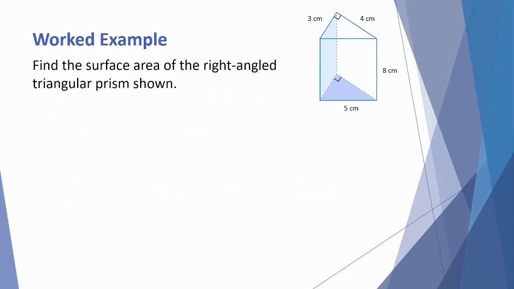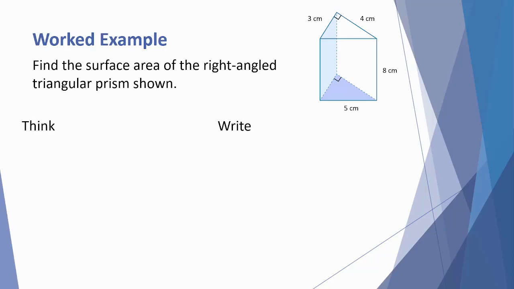So here we have our first example. I'm going to use that triangular prism again. Now I have a 3, 4, 5 triangle. That's a right angle triangle that has one side with 3, one side with 4, and the hypotenuse is 5. And the height of this prism is 8 centimeters. So we need to find the surface area. On the left hand side, I'm going to do my thinking, and on the right hand side, I'm going to do the writing that I'm going to show my teacher.